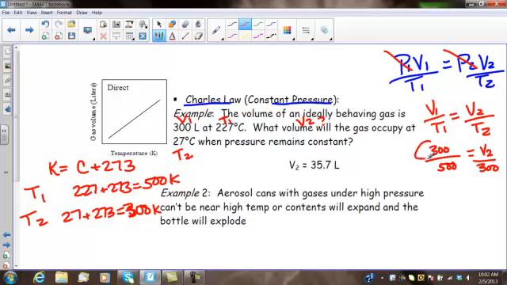Cross multiply and divide. So I've got 300 times 300 divided by 500. So that's going to be 90,000 divided by 500, which is going to give me, not 35.7 liters, an answer of 180 liters.